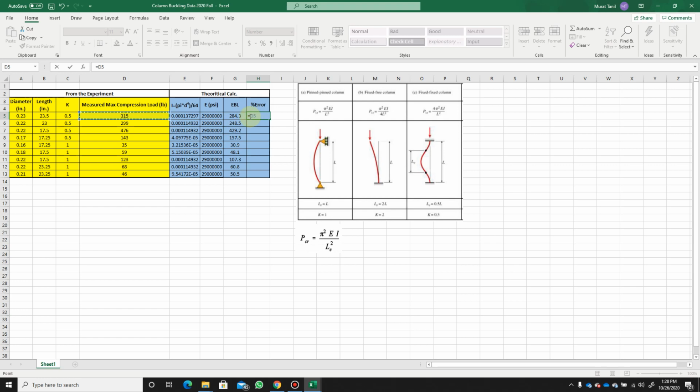Okay, we're gonna calculate the percent error. I select my first value, 315 minus the elastic buckling load, and we're gonna divide it by the measured value. And we have to multiply by 100 to get the percentage. It's 9.7, so the percent error is 9.7 for the first specimen.